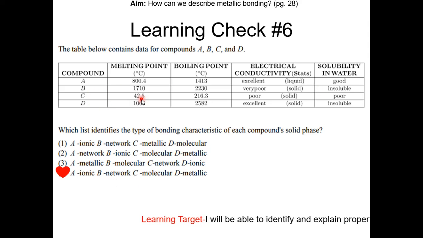Compound C has low melting and boiling point. It does not really conduct electricity or dissolve in water. It is a molecular substance with covalent bonds. Compound D has high melting and boiling point, conducts electricity, and is insoluble in water. It has metallic bonds because it is a metal.